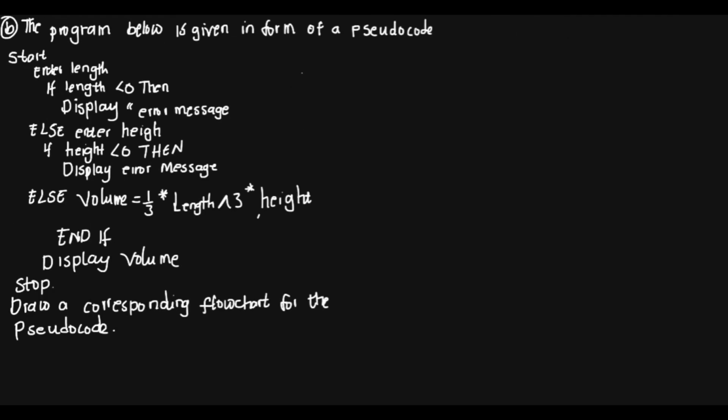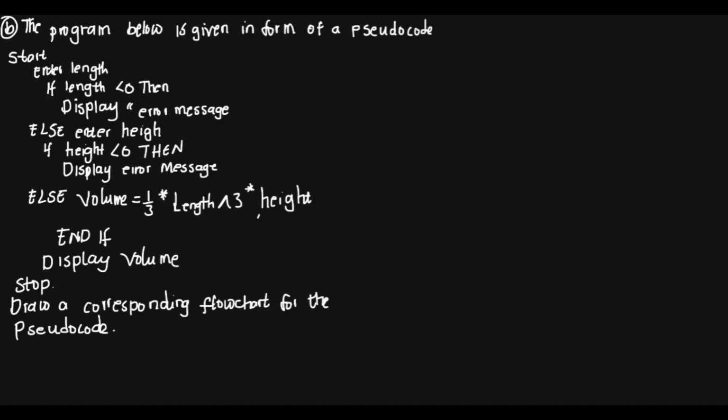Okay, so now we move on to question 6b. The program below is given in form of a pseudocode. Then we have these sentences representing our pseudocode. Now our task is to draw a corresponding flowchart for the pseudocode. Now a flowchart uses some visual polygons.